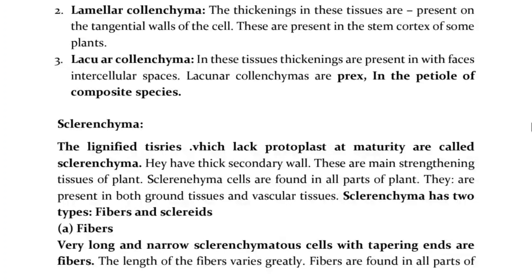3. Lacunar collenchyma. In these tissues, thickenings are present on the walls facing intercellular spaces. Lacunar collenchyma is present in the petiole of composite species.